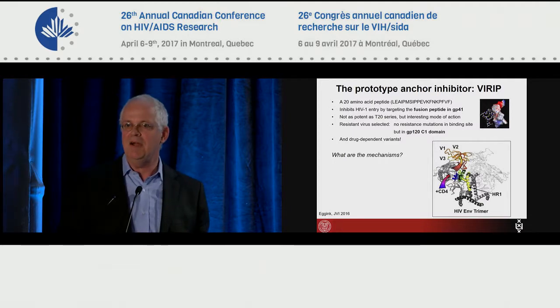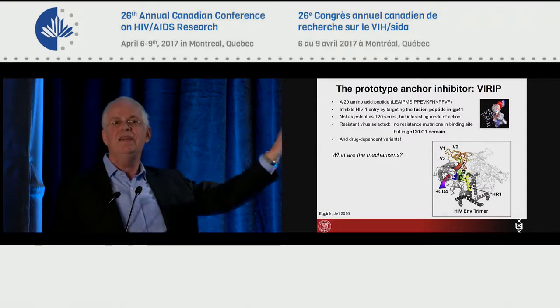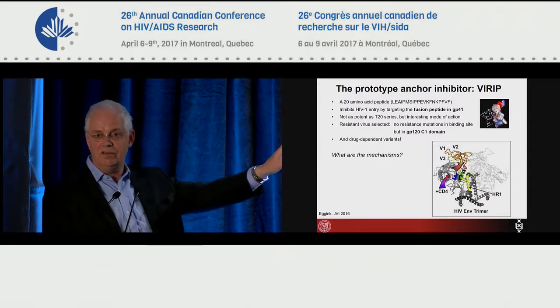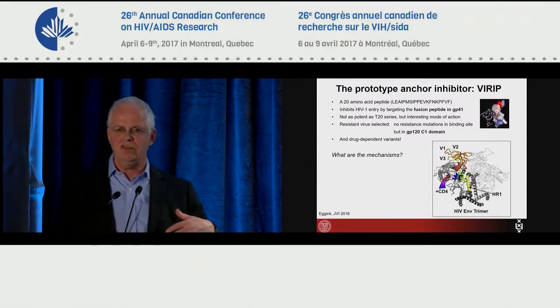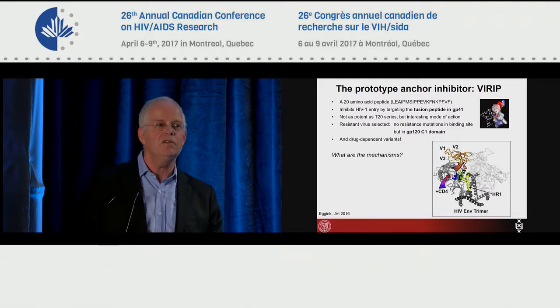But, of course, the virus was resistant, so we figured out where the mutations are that cause the resistance, and they are actually in the other domain, in GP120, in the C1 domain, which is not very close if you look at the structure model of envelope. So what are the mechanisms for the resistance, the dependence, and so on? So that's why we continued on this.